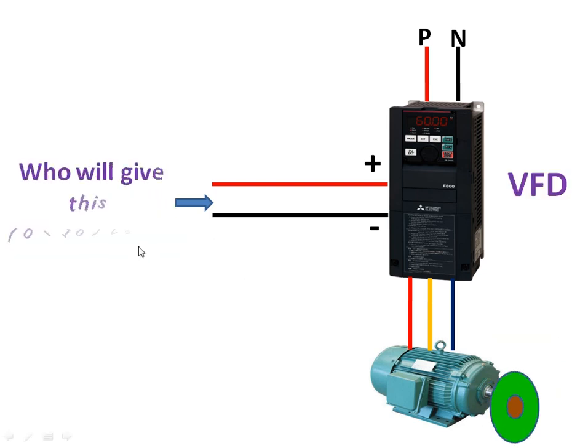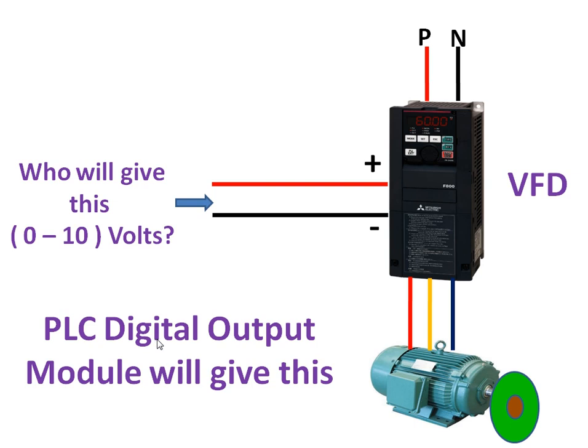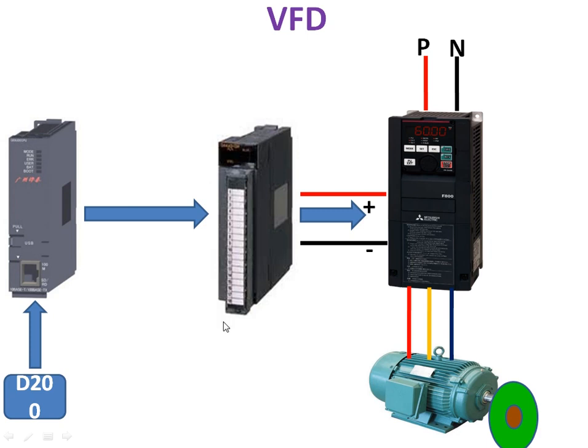So who will give this 0 to 10 volts? If you want to control the speed of your machine, then you have to control this control voltage, that is the terminal voltage. Who will give this 0 to 10 volts? Your PLC or controller's analog output module will give this. Analog output module means your D2A converter will give this 0 to 10 volts. This is a schematic representation of speed control of an induction motor using a PLC or a controller.